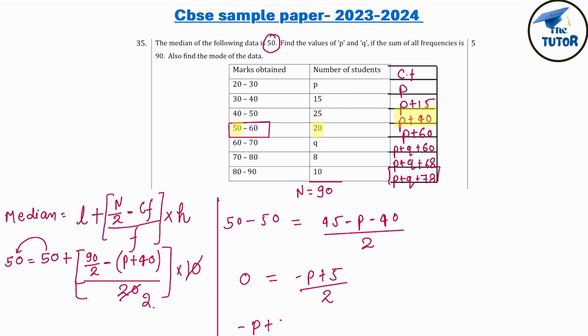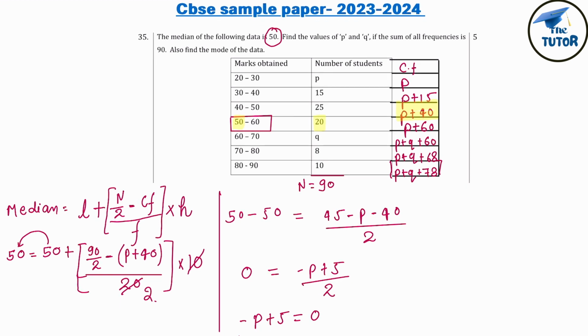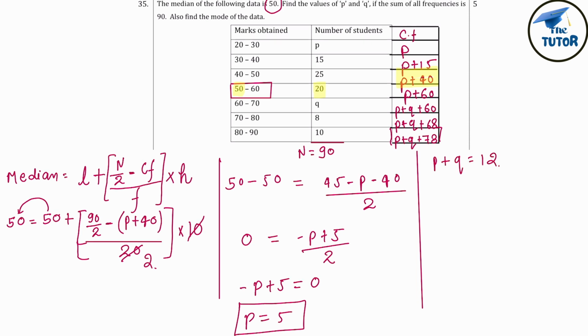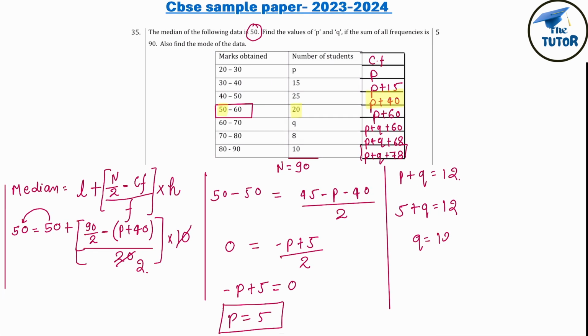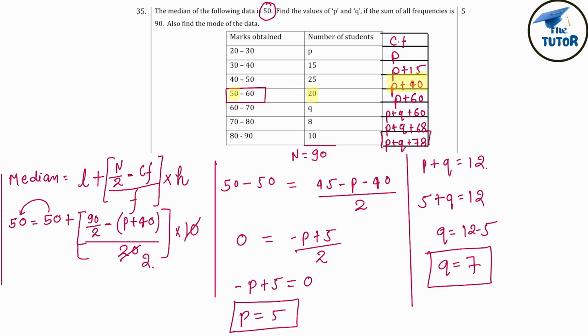2 will go to the left side, that means you will end up getting negative P plus 5 equal to 0. Finally you will get that P is equal to 5 from this equation. Now do you remember there was already one equation in the beginning? That was P plus Q equal to 12, right? Now you already know the value of P, that means 5 plus Q equal to 12. So from here, what is Q? Q is equal to 12 minus 5, that is Q is equal to 7.